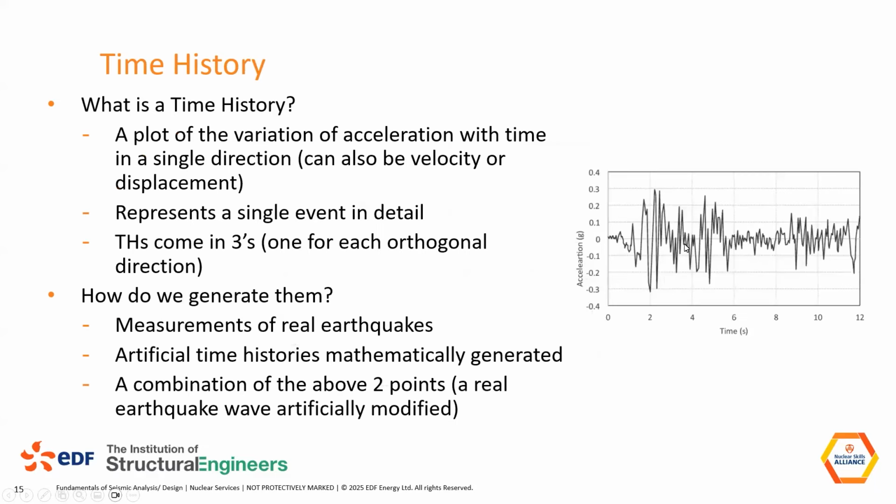A time history is like this. It's a plot of acceleration or velocity or displacement with time. It's generally plotted in terms of acceleration, sometimes displacement, quite rare to use velocity. But you can do either, and from one you can calculate the other. Obviously the acceleration is the rate of change of velocity, which is the rate of change of displacement. So by differentiating and integrating each, you can transform them.